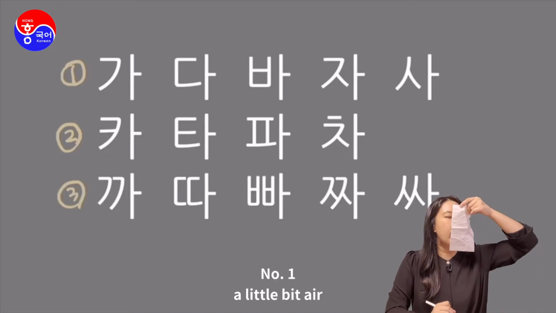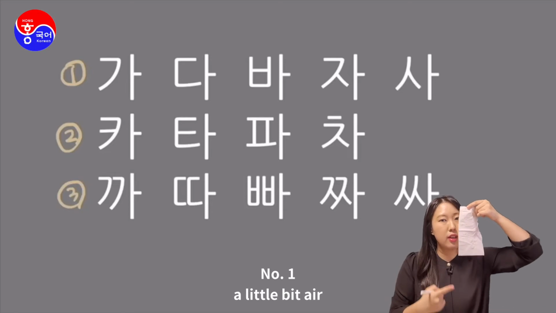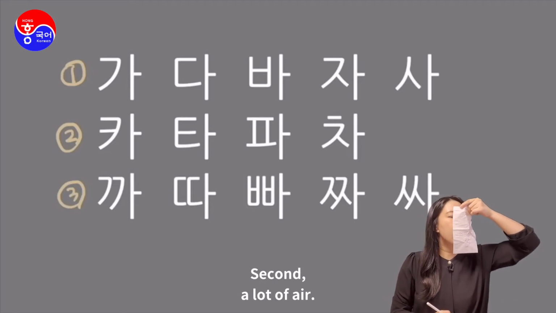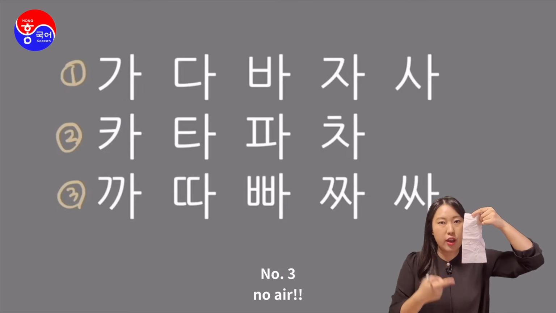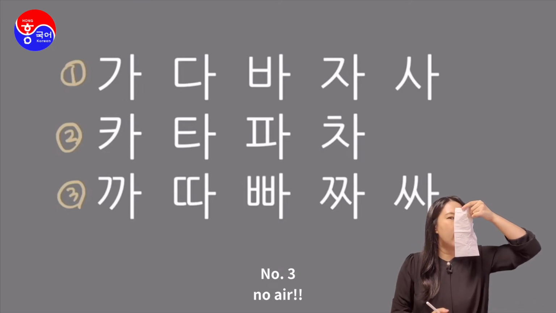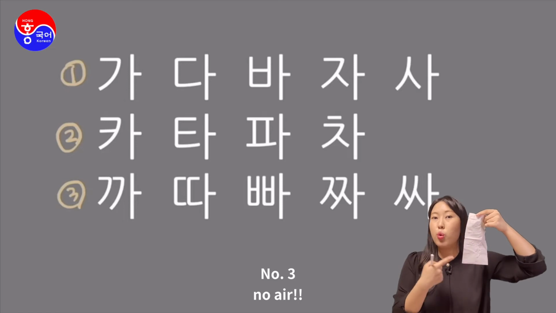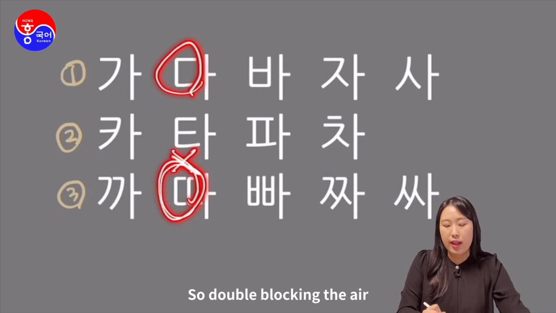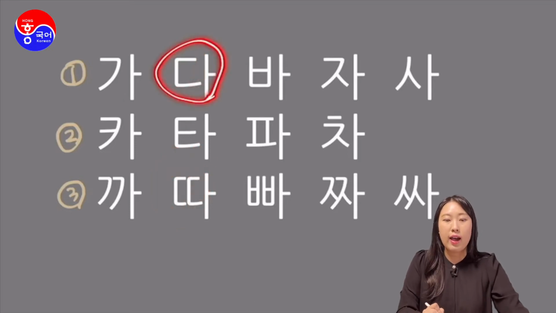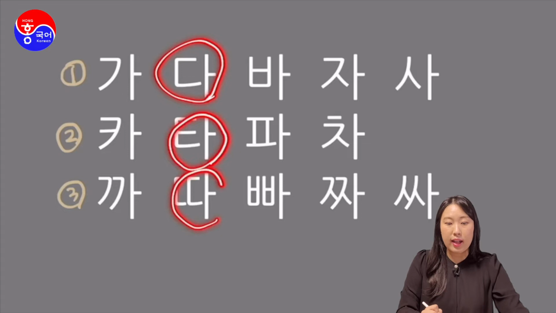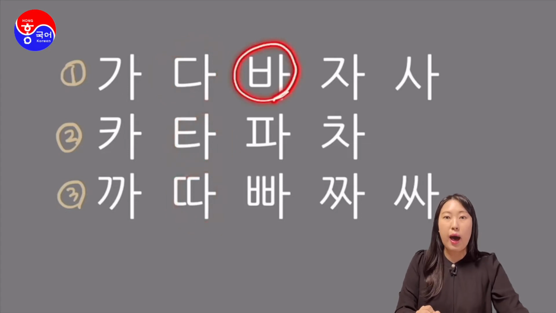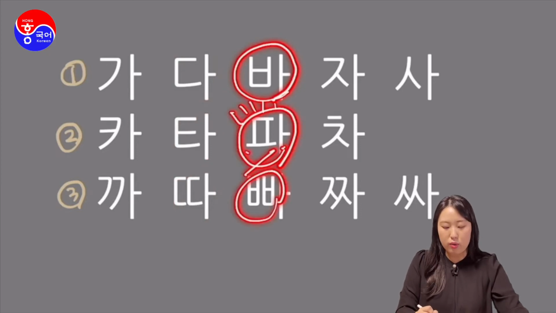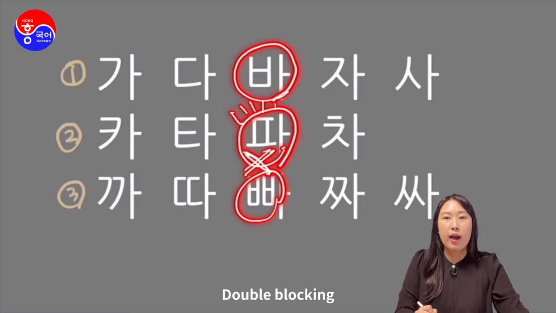So ka. A little bit air. And second one is ka. A lot of air. And then ka. No air. This one also double consonant. So double blocking the air. So this is ta. Okay? And pa. Double blocking. Pa.